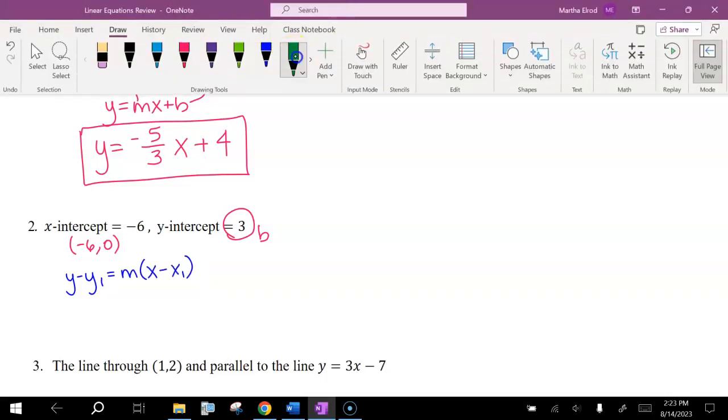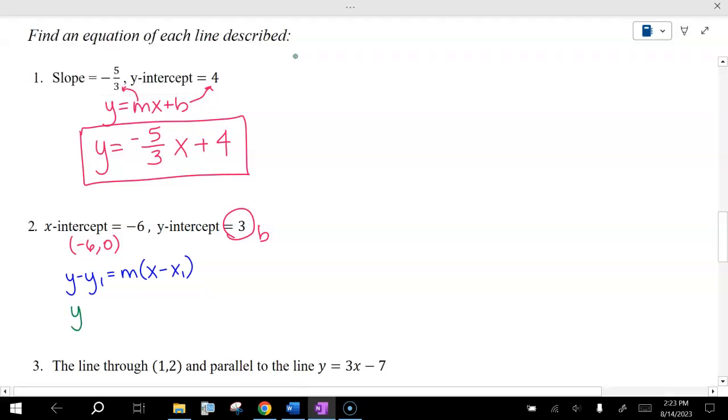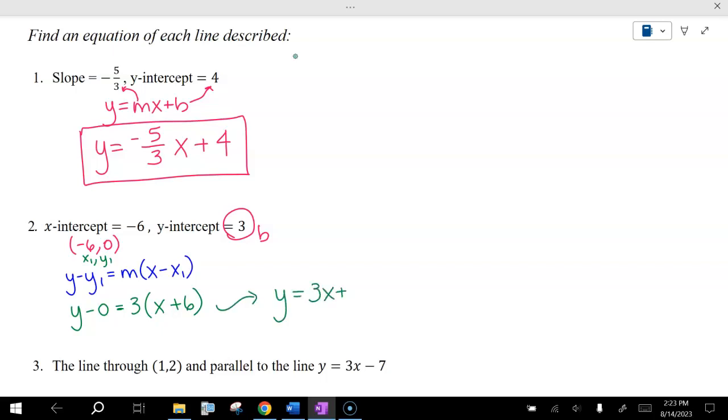So if we take what we've been given and dump it into this equation, we're going to have y minus y1, which in this case is just 0, because this is our x1 comma y1. And then our slope is going to be 3, and then we have x minus a minus 6, so just x plus 6. So then if we just distribute the 3, we have y equals 3x plus 18. And there's our equation of the line.